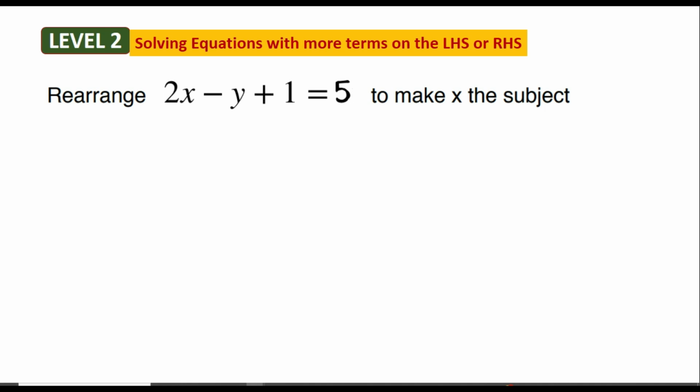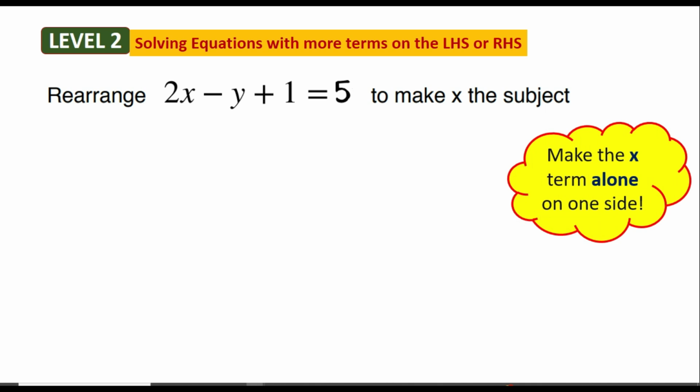In level 2, we will see how to solve equations when you have more terms on the LHS or the RHS. LHS is left hand side and RHS stands for right hand side. Rearrange 2x minus y plus 1 equals 5 to make x the subject. As discussed in level 1, make the x term alone on one side. As my first step, to make x alone, I'll be removing plus 1 to the other side. So it becomes minus 1. And minus y on this side shifting to the other side is going to be plus y.